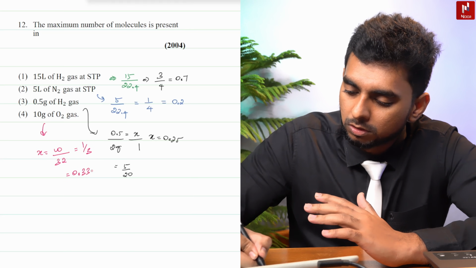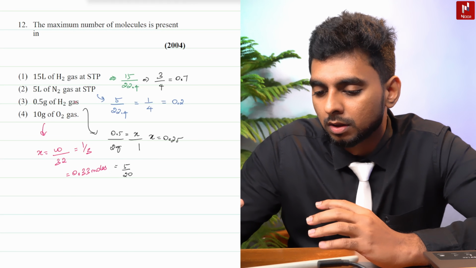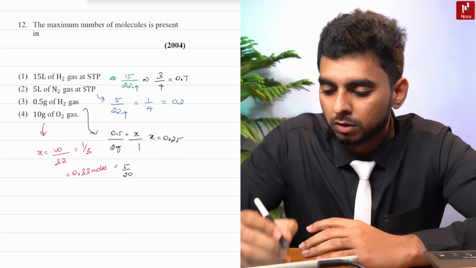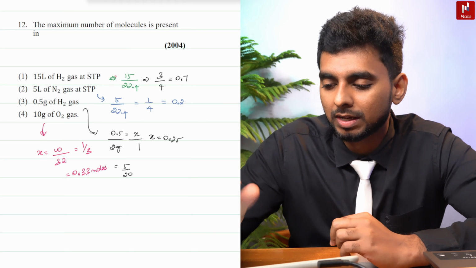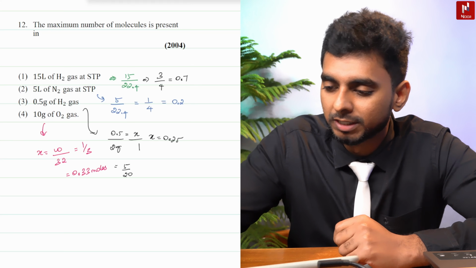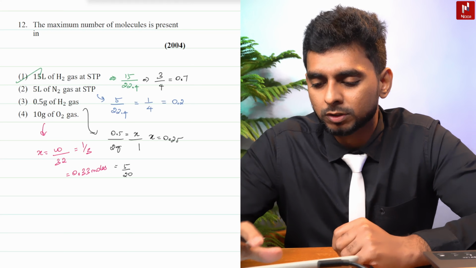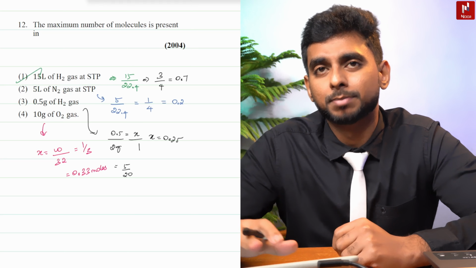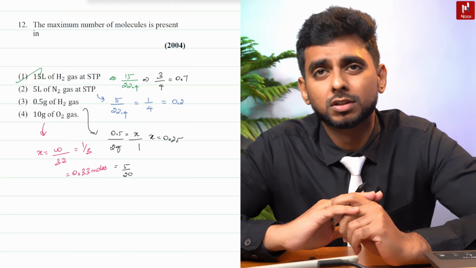Okay, 0.33 moles. If I compare this one, the maximum number of molecules will fall for 15 liters of H2 gas at STP, right? So that will have the maximum molecules in it. So the answer over here is option 1. We have already seen more of this kind of sum, so you shouldn't have any doubt in this pattern of sums, right? Let's move on to the next question, which will be the final question for this session.